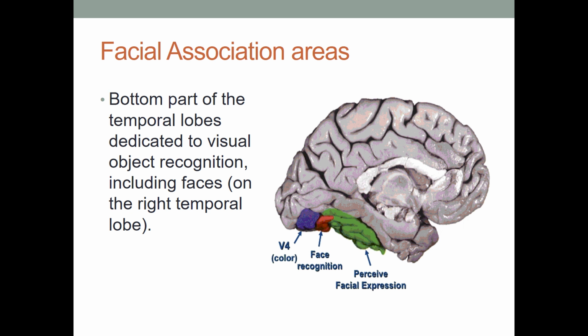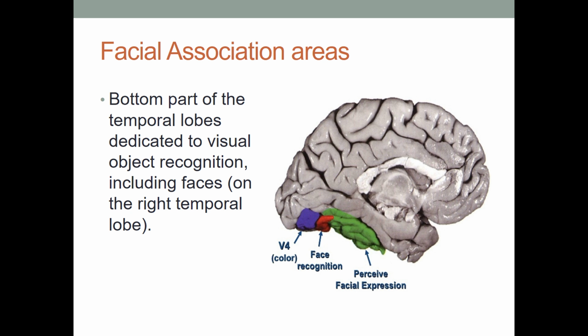On the bottom part of the temporal lobe, and I'm going to emphasize that this is on the right side only, is a very special visual association area called the facial association area. So you are able to determine who you're looking at. Like if you look at a person's face, you're able to tell who they are based completely on this tiny little region on the right temporal lobe called the facial association area.